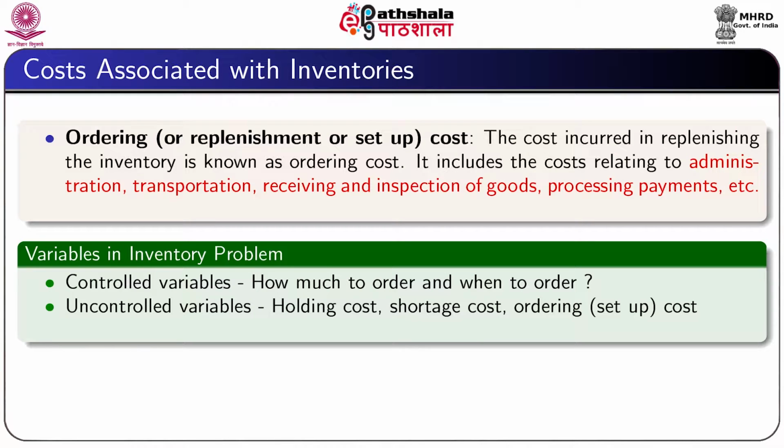Variables in inventory problem. There are mainly two variables, controlled variables and uncontrolled variables. Controlled variables are how much to order and when to order, and uncontrolled variables are holding cost, shortage cost, ordering cost or setup costs.